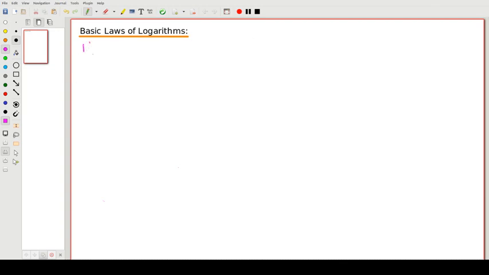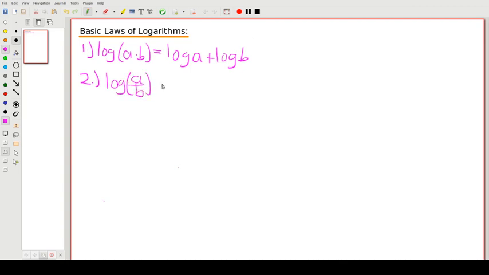Rule number one says we have log of a times b, that's equal to log of a plus the log of b. So we see a multiplication idea turning into addition. Now rule number two, we've got log of a divided by b, and that turns into log of a minus log of b. So again we see division turning into subtraction.